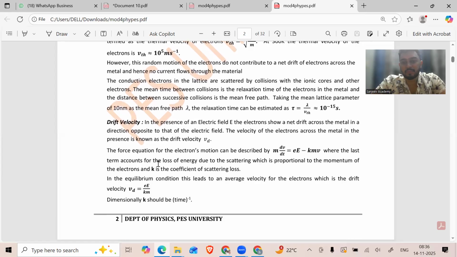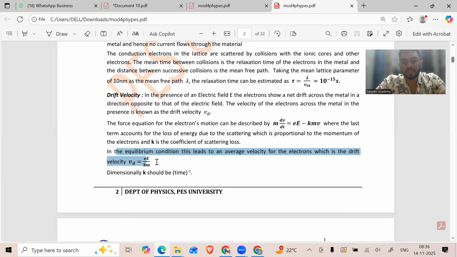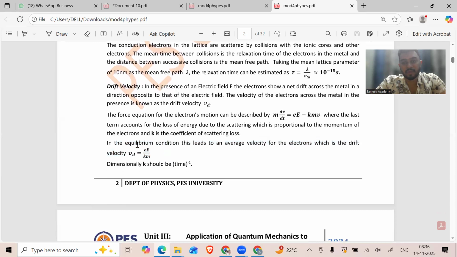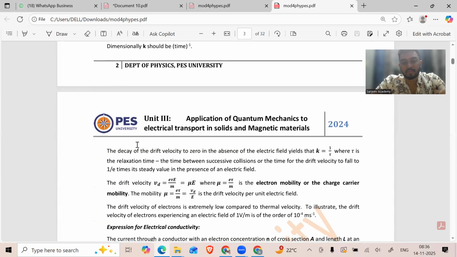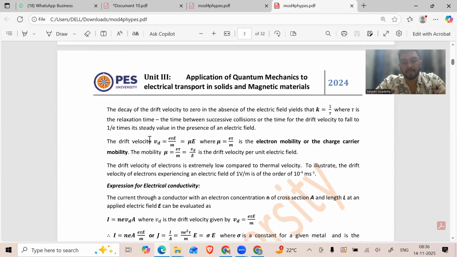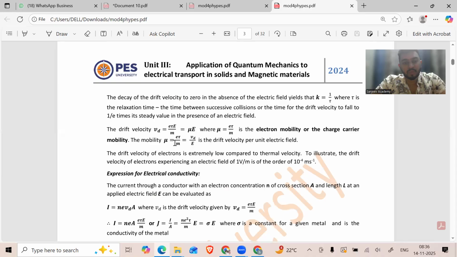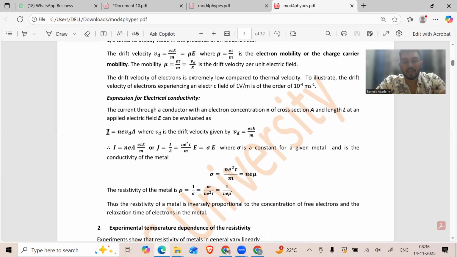Then obviously this is important: v = eE/m. You have to remember this equilibrium thing. This one also: v = eE/m. Electrical conductivity: J = nevd. This again we studied in our class 12th. Where J is called what?